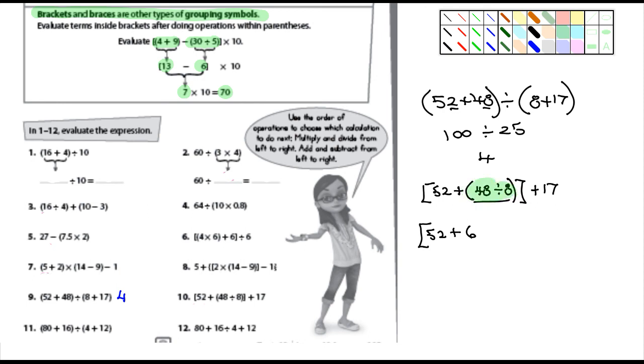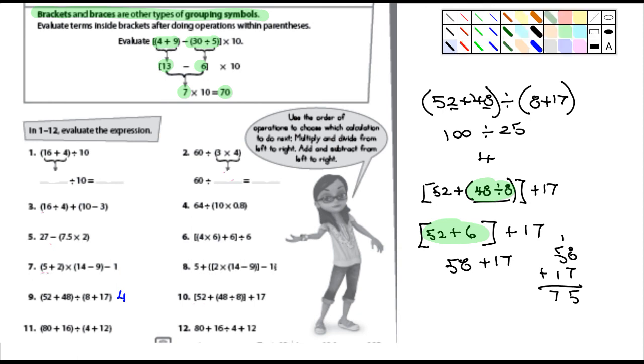Actually, I'll leave that highlighted there. So I'll just drop the parentheses and put plus 17. Now I need to do what's within the brackets, just this part right here, 52 plus 6. What's 52 plus 6? That'd be 58. Now I've done what's within those brackets, so I'll just put a plus 17. I can write 58 and 17 and add those together. 7 and 8 is 15. Put down the 5, carry the 1, 75. So the answer to number 10 is 75.